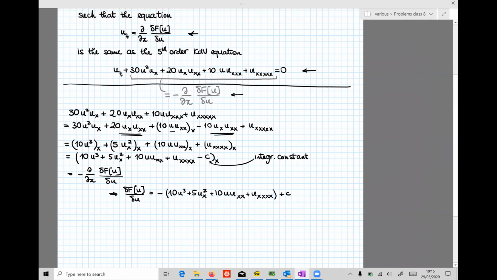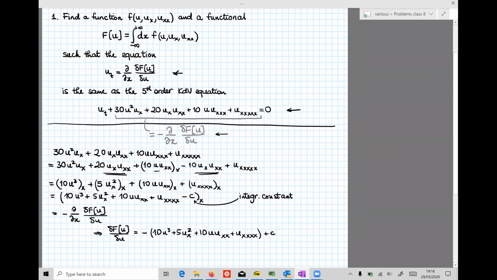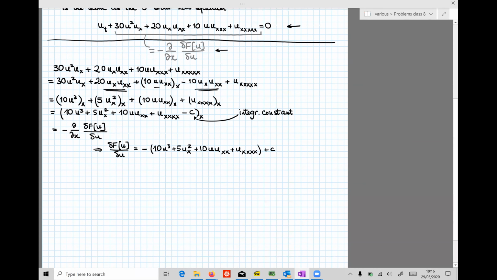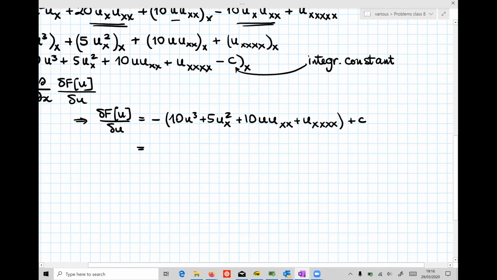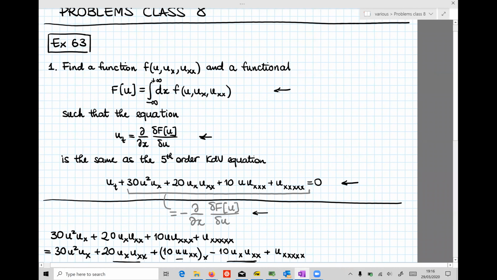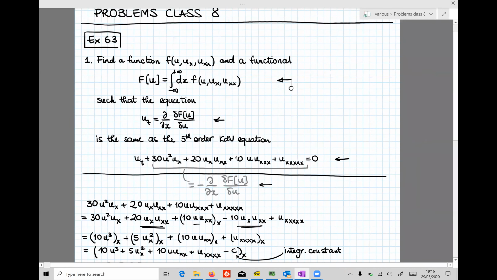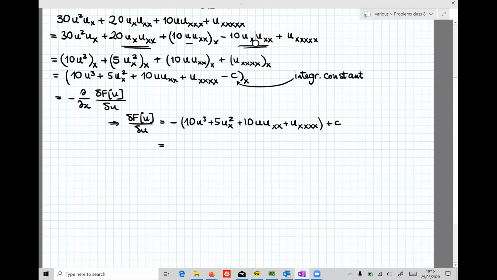So we're halfway through the computation, so we've determined the functional derivative of capital F with respect to u. But now we want to actually find the functional capital F of u from this functional derivative. And so we can use the formula for the functional derivative of a functional F, which is given by this expression here as an integral of a function small f that we computed in the last lecture.